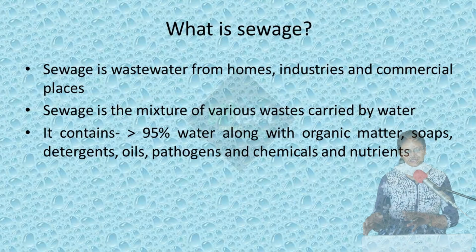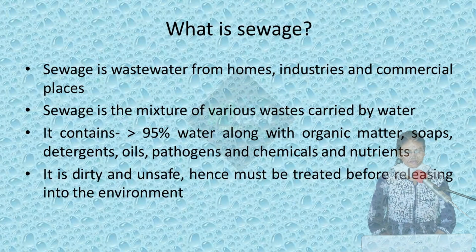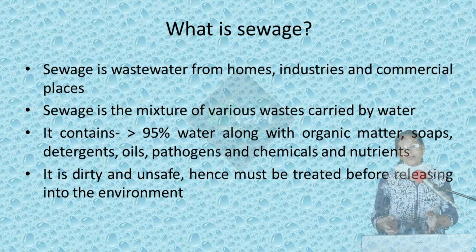Of course, the maximum part is water, and then it has the organic matter. This may be from the households or also from the industries, and soaps, detergents, oils, different types of pathogens may be there, chemicals, nutrients. So all these are there in the sewage. It is dirty if you see it, and of course it is unsafe. So before releasing it into the environment, it should be treated, and if we treat the wastewater, then we can also reuse it.